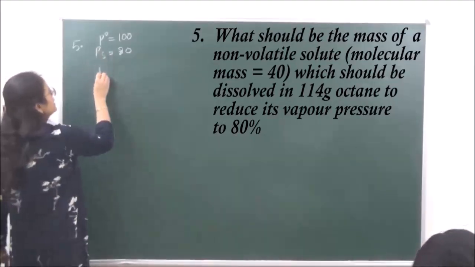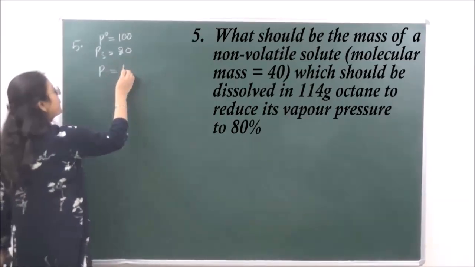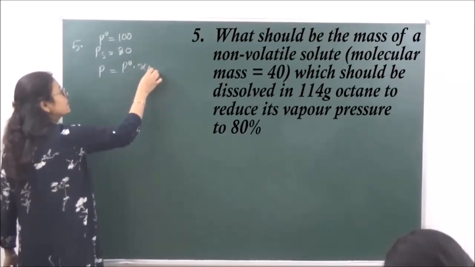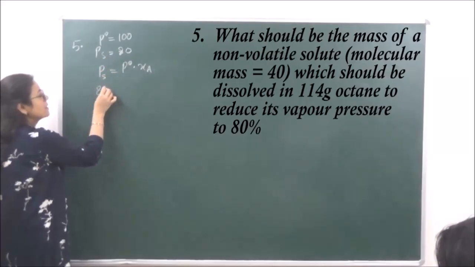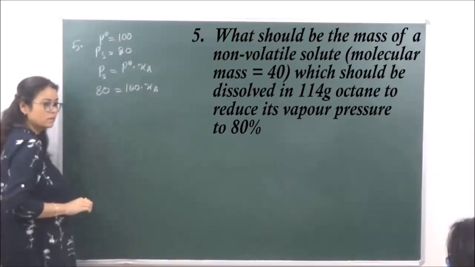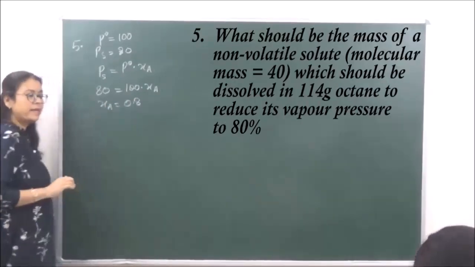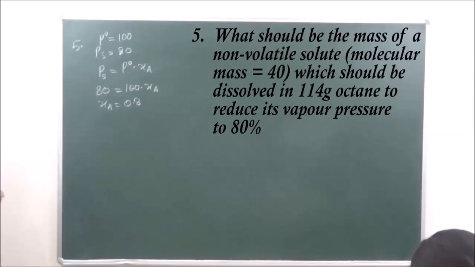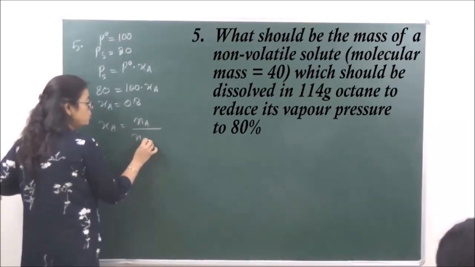Applying Raoult's law, let's calculate P. Total pressure is going to be given as P naught into XA. P given to us is 80, is equal to 100 into XA. So XA will become equal to what over here? 80 divided by 100, that comes to 0.8. XA is equal to the number of moles of A upon the total number of moles.